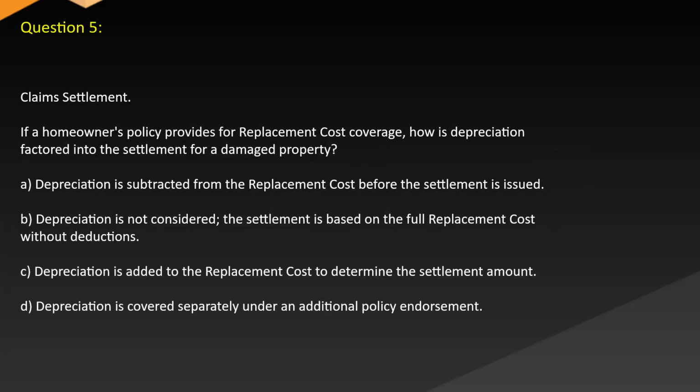Question 5. Claim settlement. If a homeowner's policy provides for replacement cost coverage, how is depreciation factored into the settlement for a damaged property? A. Depreciation is subtracted from the replacement cost before the settlement is issued. B. Depreciation is not considered as the settlement is based on the full replacement cost without deductions. C. Depreciation is added to the replacement cost to determine the settlement amount. D. Depreciation is covered separately under an additional policy endorsement.